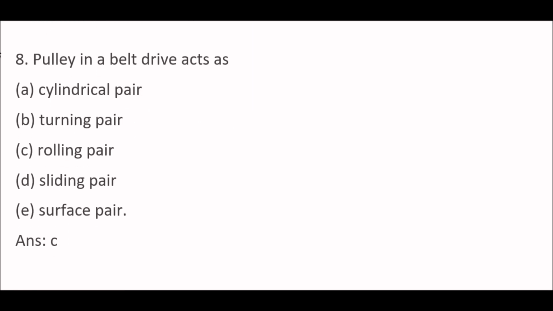Next question. Pulley in a belt drive acts as option A, cylindrical pair. Option B, turning pair. Option C, rolling pair. Option D, sliding pair. Option E, surface pair. Right answer is option C, rolling pair. Okay. Pulley in a belt drive acts as a rolling pair. Next question.